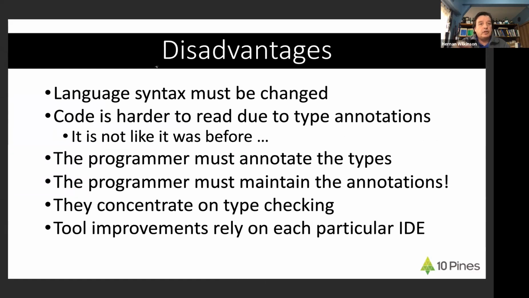But what are the disadvantages of type hints or adding type annotations in the source code? Well, mainly you have to change the syntax of the language, and this is something that for people like us that don't like to see type information in the source code, makes it harder to read that way. But mainly, the thing is that the programmer must annotate the types and the programmer must maintain the annotations. That's the most important issue for me, at least from my point of view. And mainly, all these type annotations are done for type checking. That's the main goal.